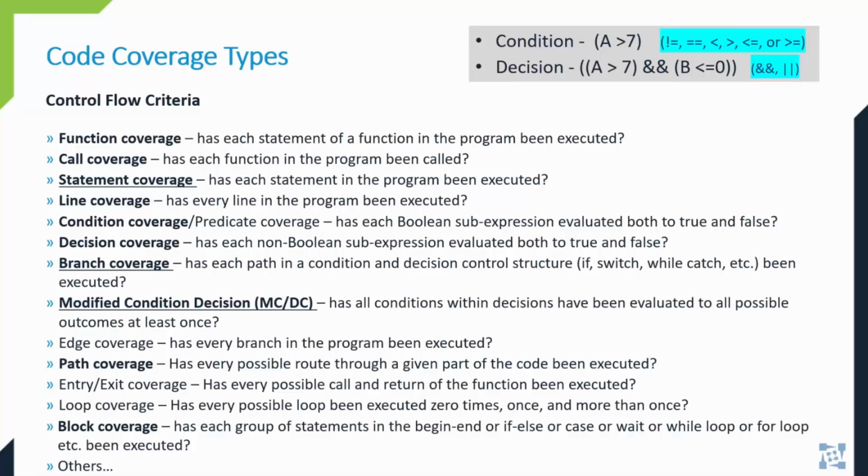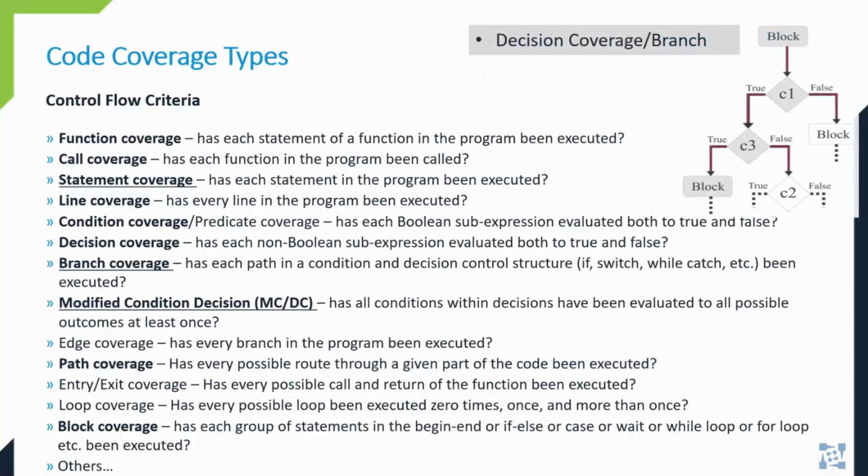Now, decisions are expressions composed of conditions and one or more of the logical operators AND, OR. To achieve 100% decision coverage, your test cases must demonstrate a true and false outcome for each decision. Now, a branch is one of the possible execution paths the code can take after a decision. Branch coverage ensures that each decision condition for every branch is executed at least once.